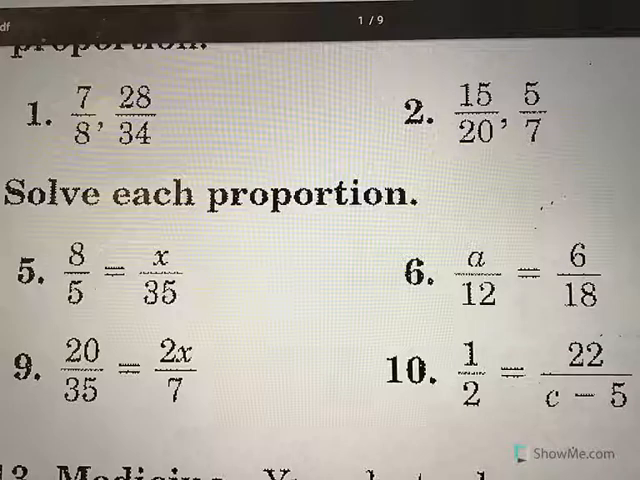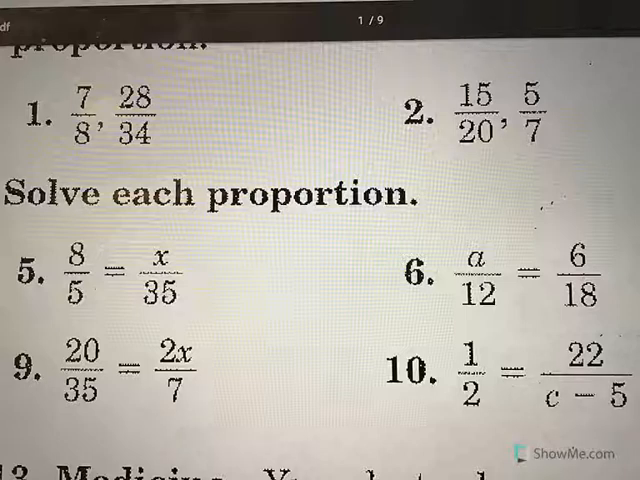All right, now we're going to do 9 and 10. Now 9 and 10 are a little more complicated, but not too much. On 9, instead of having a single variable, we have a coefficient. A coefficient is a number in front of the variable. So we have 20 over 35 equals 2x over 7.